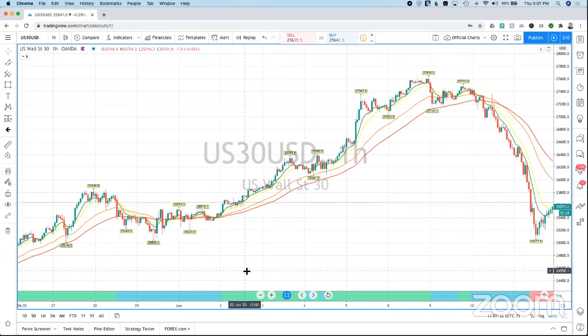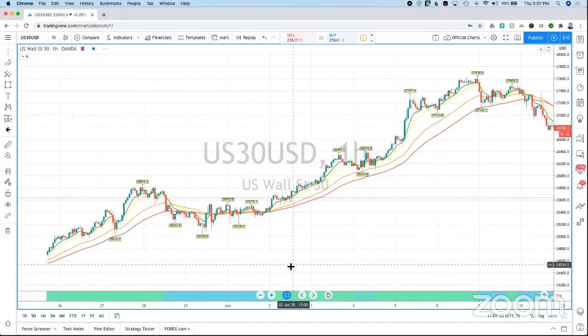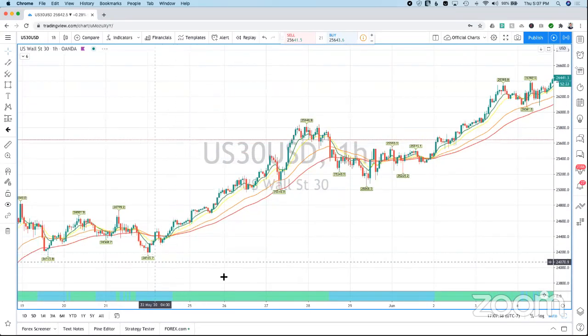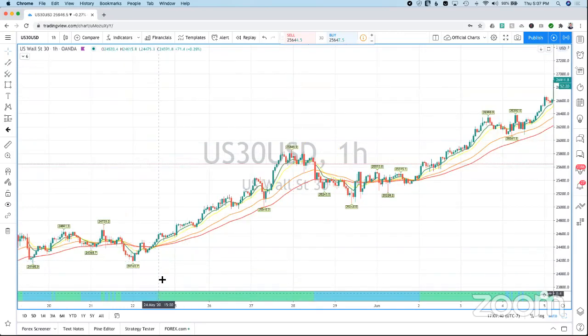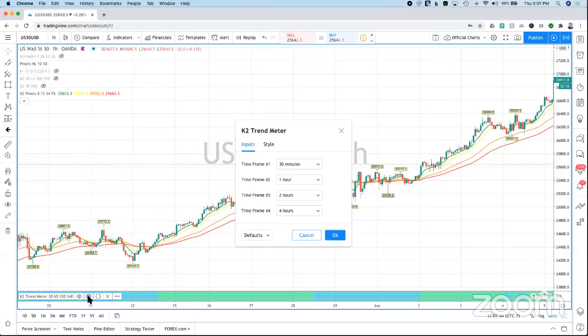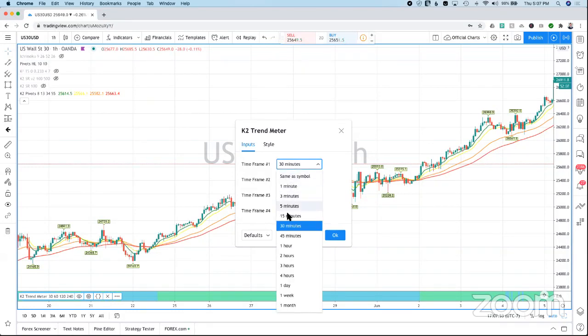Sorry, guys. So on the bottom, you can see the trend down here with the trend meter that gives you the overall trend on 4 different time frames. So if you guys aren't familiar with the K2 trend meter, basically down here, the K2 trend meter allows you to see the overall trend on 4 different time frames. So you can set the time frames to however you want. If you're scalping, you can use the lower time frames.